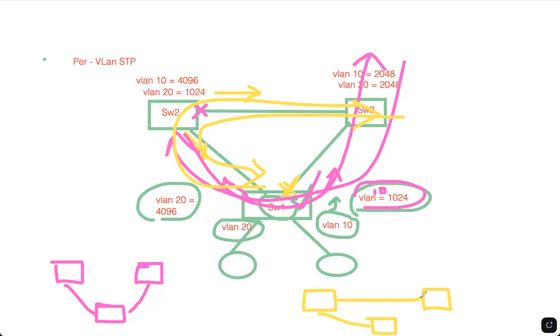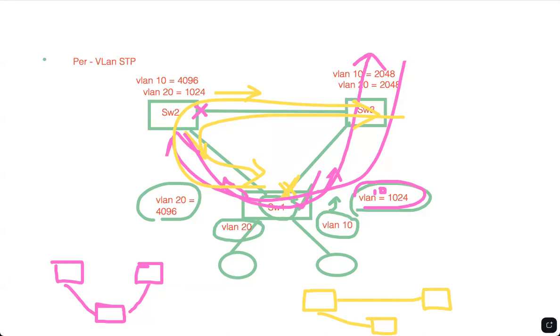Any questions? With VLAN 20, we got 4096 as the highest priority number, right? Within switch 2 and switch 3, we have the lowest priority bridge as VLAN 20. And with switch 3, we have 2048 as the third switch, right? So why do we need to block the opposite of the root bridge? But why are we blocking at switch 1? Are you talking about VLAN 20, right?